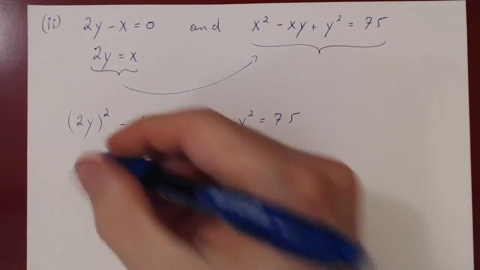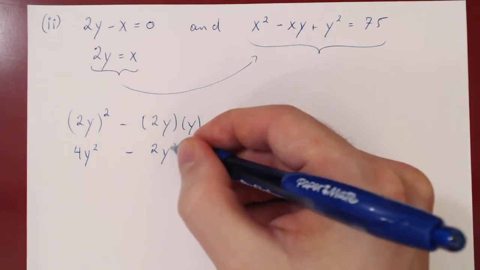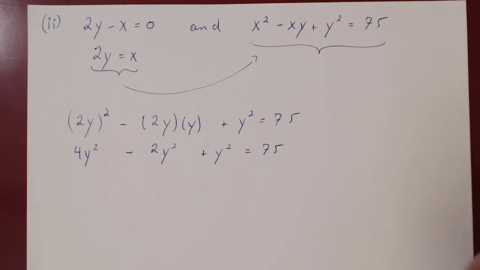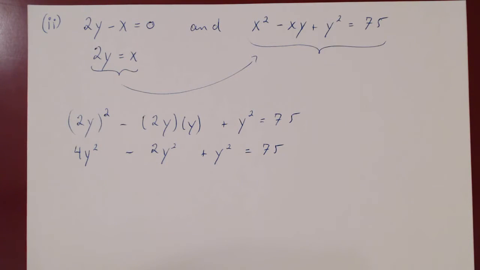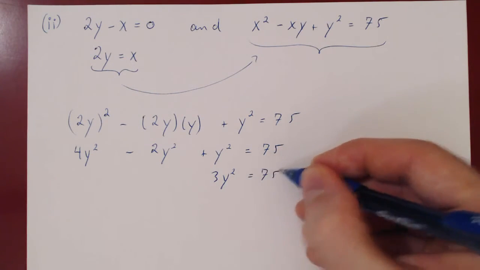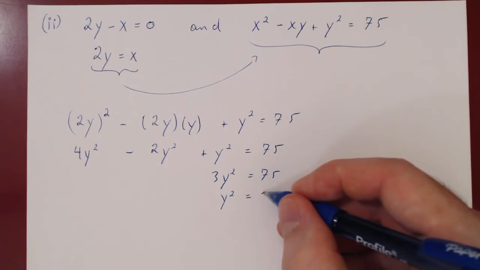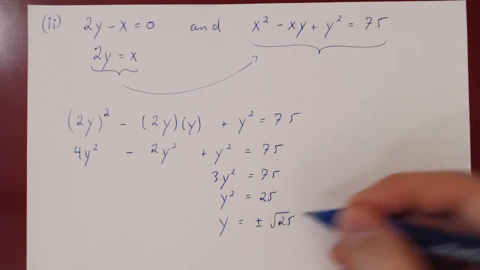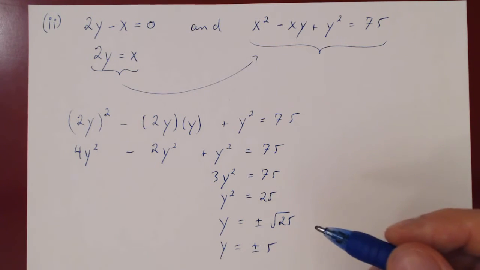So what does that give us? Well, 4y squared minus 2y squared plus y squared equals 75. So we have 4y squared minus 2y squared gives us 2y squared plus y squared, 3y squared equals 75. Divide by 3, y squared is 75 over 3, as we've done before, that's just 25. And now y is plus or minus the root of 25. Therefore, y is equal to plus or minus 5.